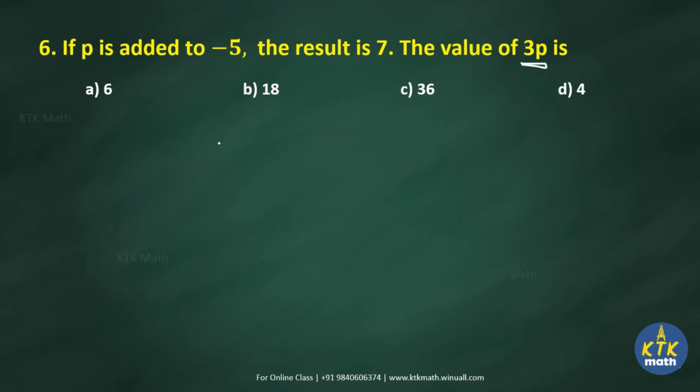So first you need to find the p value. Before that you need to frame the equation. If p is added to minus 5, the result is 7. So it's very simple, right? P is added to minus 5, the result is 7. So that's all your equation.